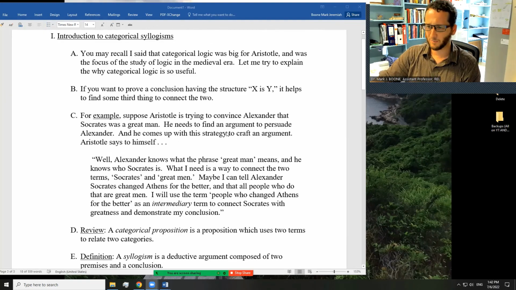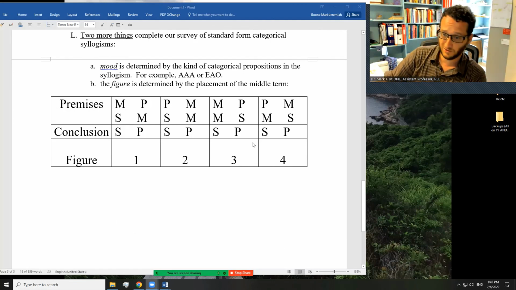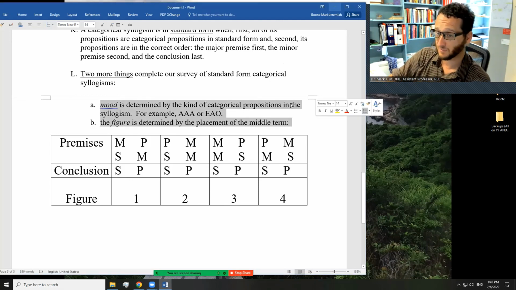So I think our priority after this will be, 1, to talk about putting categorical syllogisms into standard form, and 2, to talk about the mood figure combinations. There are 256 possible mood figure combinations, and most of them are invalid. A few of them are valid, and those are the good ones, obviously. Those are the ones we'll be looking for.